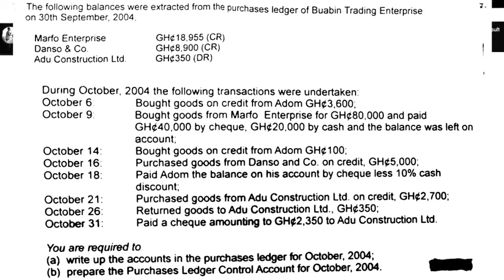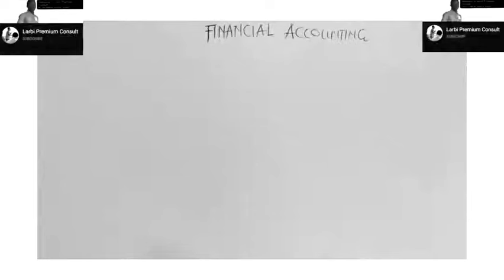We are going to first of all prepare the account for individual suppliers or creditors, and after that we will pull all the information in individual accounts into one account called the purchase ledger control account. Because the purchase ledger control account gives summaries of all the transactions in individual accounts, we expect that the balance in the control account will agree with the balances that exist in the individual accounts. That's what we are here to do.